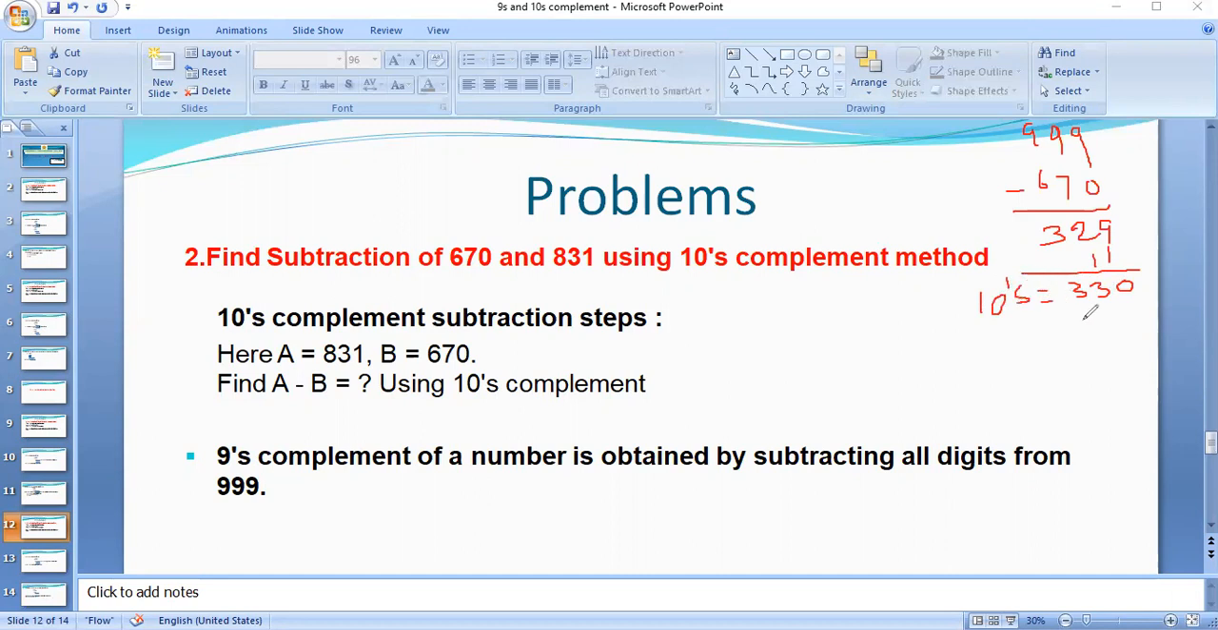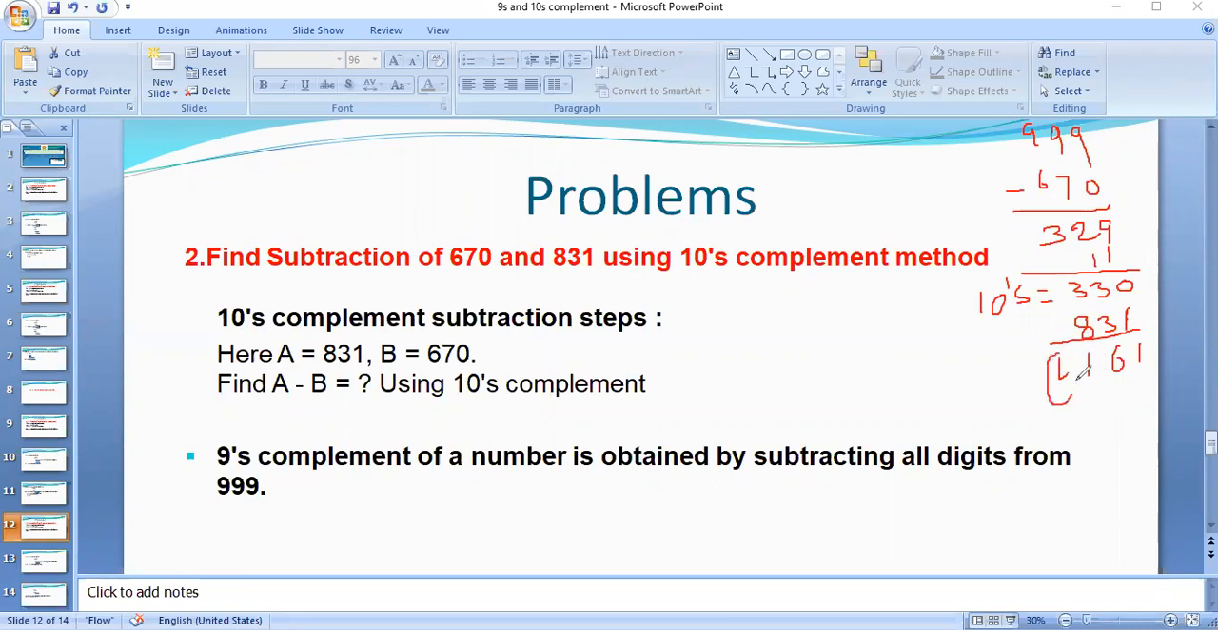After that, what we have to do? We have to add this tens complement result to the minuend. This one is 1, 6, 3 plus 8 is 11. So 3 plus 8 is 11. 1 is the carry, 1 is the sum.